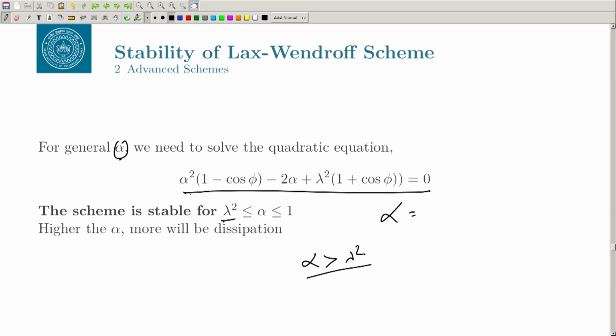And if you add more than lambda square, then the scheme will become more and more dissipative. If you add less than lambda square, then it will just become unstable, right. So, this scheme is stable for lambda square less than or equal to alpha less than or equal to 1. So, you might want to add a little bit more than lambda square, so that the scheme becomes more and more stable. It will have just a little bit of dissipation in the scheme, right. So, this is how you can derive the scheme.